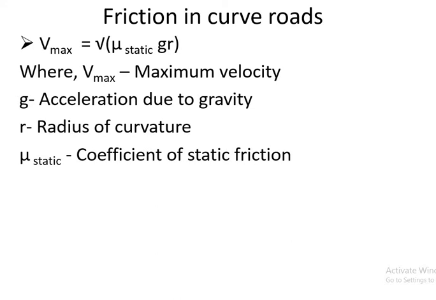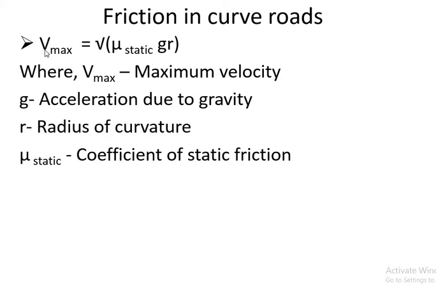Similarly, on a straight road it is not difficult to move the vehicle. The frictional force, though it is acting, is linear. But when the vehicle is moving on a curved road, what will be the friction on the curved road? For the maximum velocity, V max is given by the square root of mu static times g r. Mu static is the coefficient of static friction, V max is the maximum velocity, g is the acceleration due to gravity, and r is the radius of curvature.